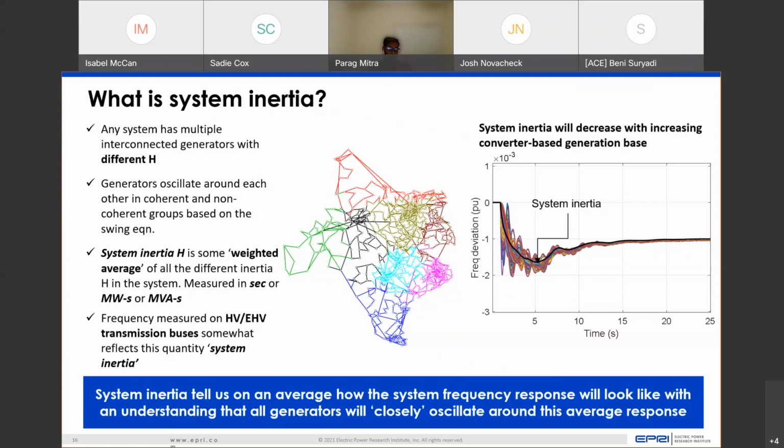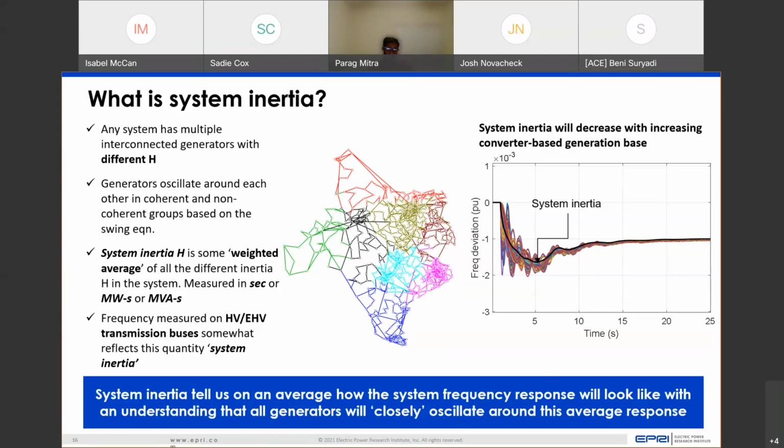Overall, it tells you how the system would behave. Now, if you were to measure the frequency at some of the high voltage or EHV buses in your system, you wouldn't get the inertia of a single machine, but you would see some sort of weighted average of the inertia of the system. So if you're measuring the frequency at any of the high voltage or EHV buses in your system, and you compute the inertia corresponding to that frequency, that inertia would be reflective of this weighted average of individual inertias, which in turn would be the system inertia. Now, why do we want to measure the system inertia, and what does it tell us?